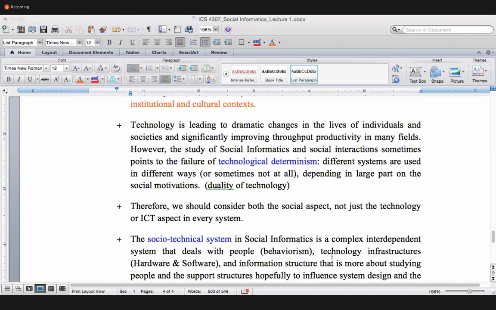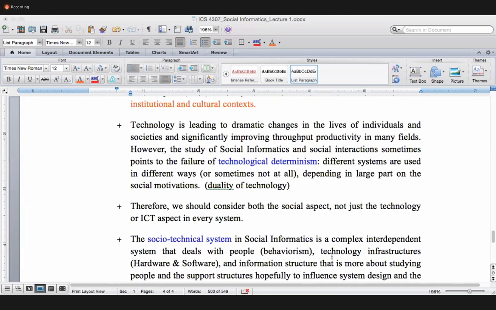You want to look at the technological aspects of technology infrastructure, which encompasses hardware and software. So this means you cannot put in place a system that cannot be supported by the infrastructure that exists.